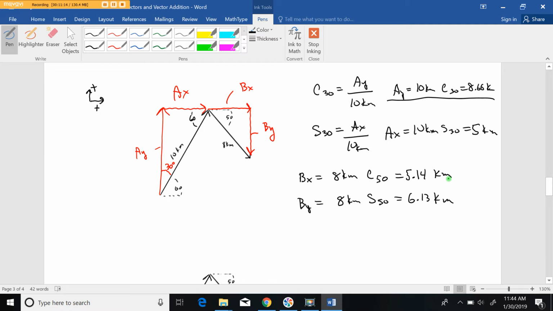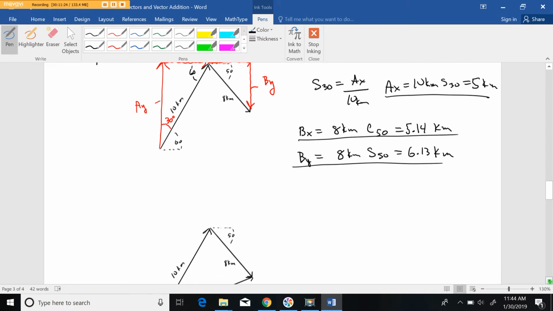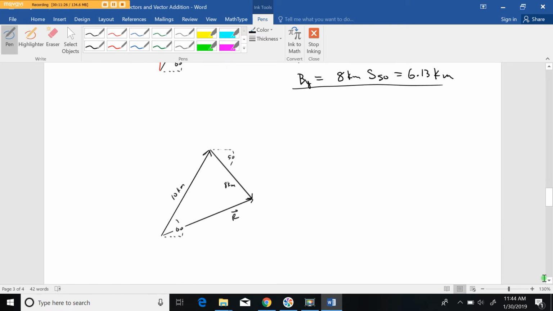So the important numbers here are AX, which is here, AY, BX, BY. These are the numbers we need to find the resultant vector. In the picture below, I've drawn the resultant vector, which is here. Again, vector A and B are tip to tail.